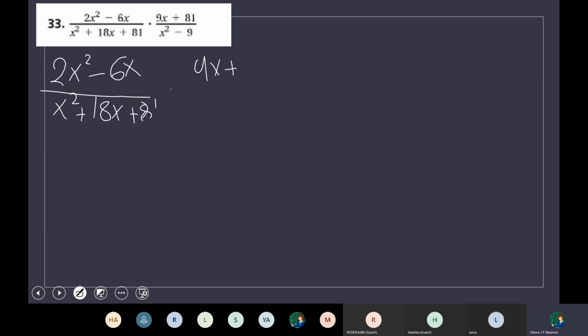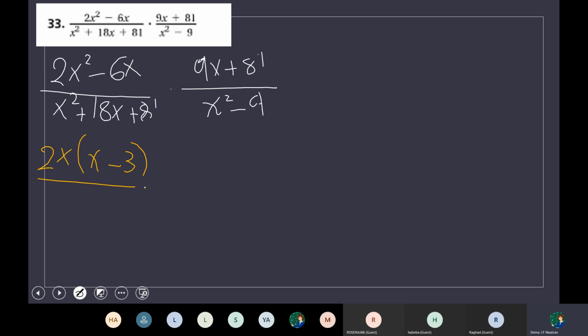Now, let's do this one: 2x squared minus 6x over x squared plus 18x plus 81, times 9x plus 81 over x squared minus 9. Yes, Rahat. How can you factorize 2x squared minus 6x? Take out the common factor, which is 2x. So it will be 2x times x minus 3. Thank you, Rahat. Thank you so much.